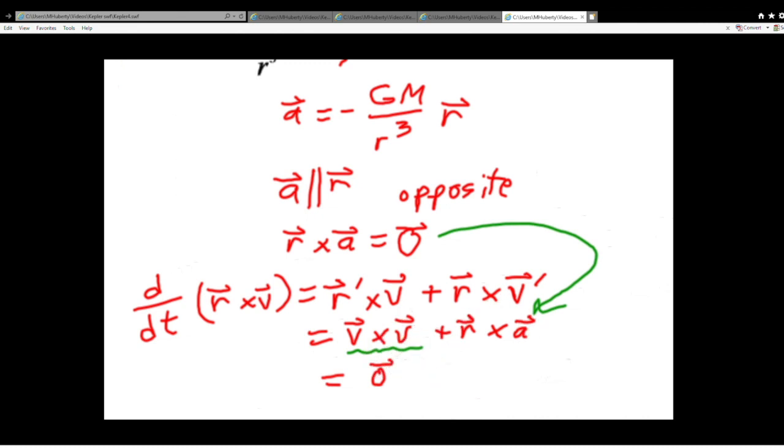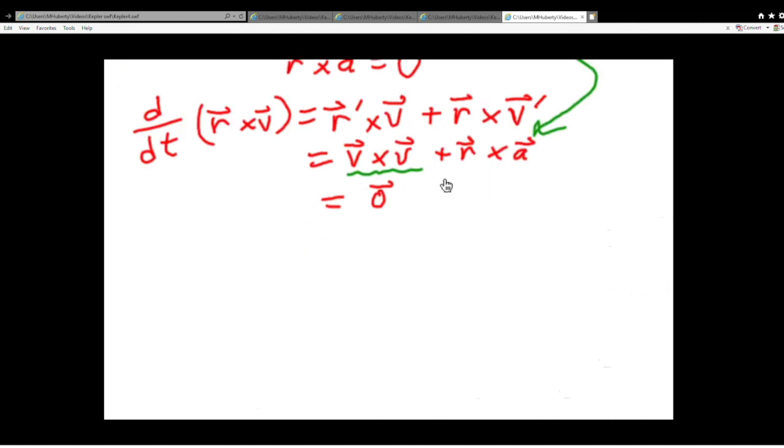So why did we even bother doing this? Well, the key to this, taking this derivative of r cross v being the 0 vector, is that for a derivative of something to be 0 means the original thing had to have been constant, right? So, in fact, r cross v is a constant vector.